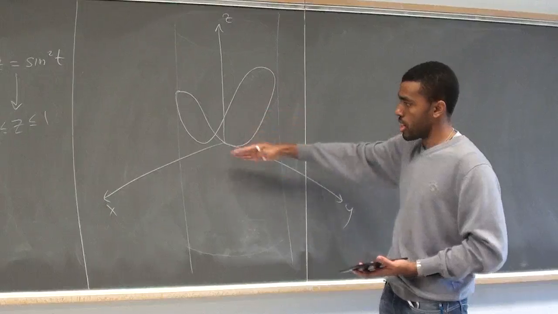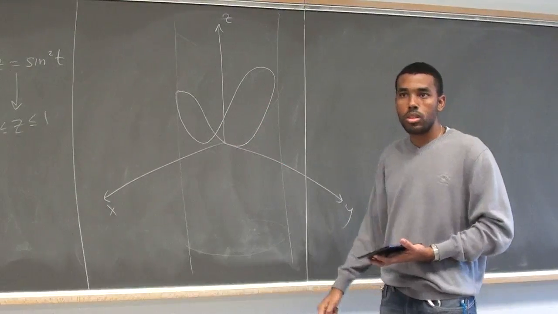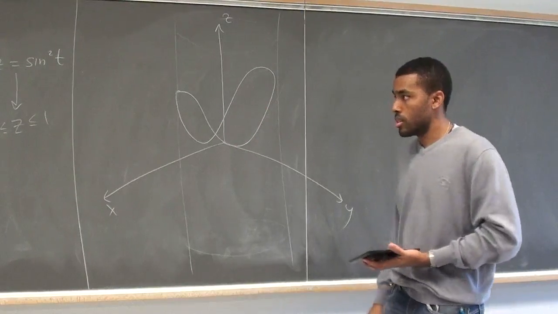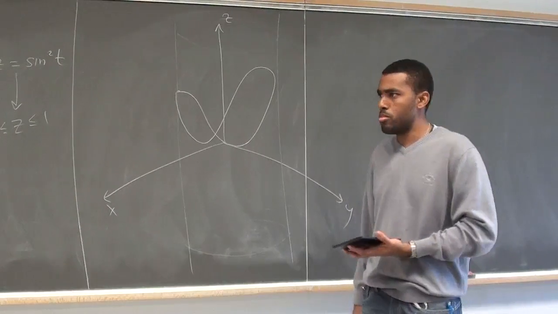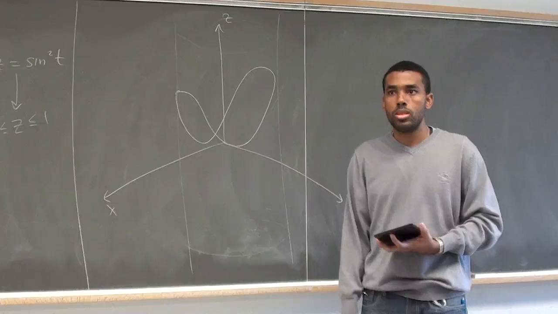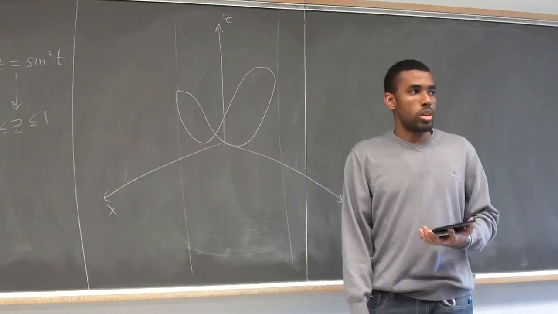So it just looks like a saddle inside this thing. Will we ever need to calculate saddle points in this class? No. Relative maxes and mins, you don't need to calculate. Were there any other questions?